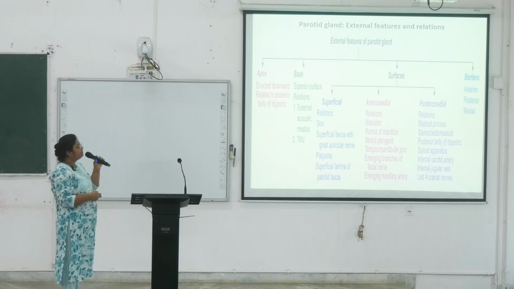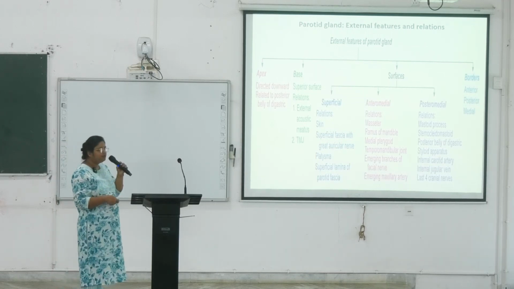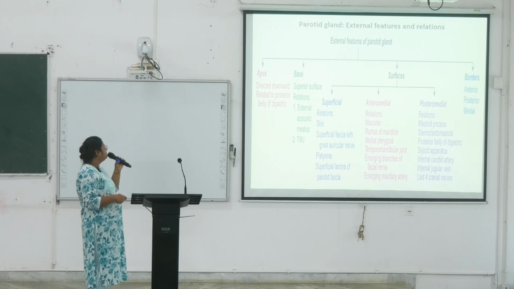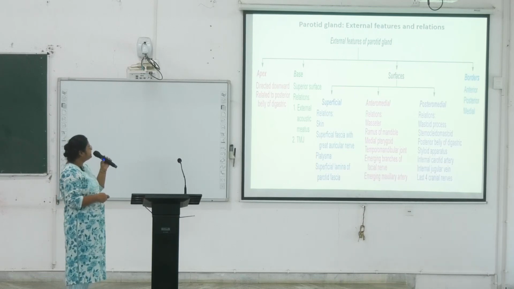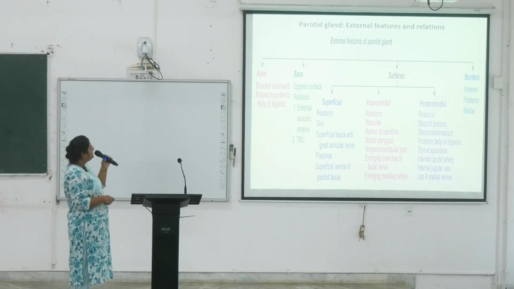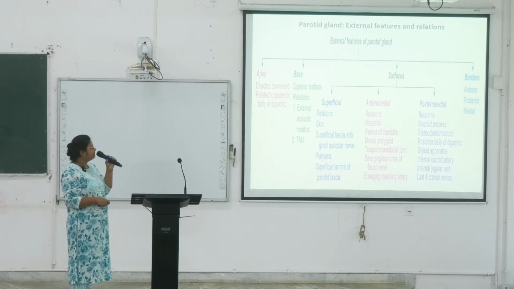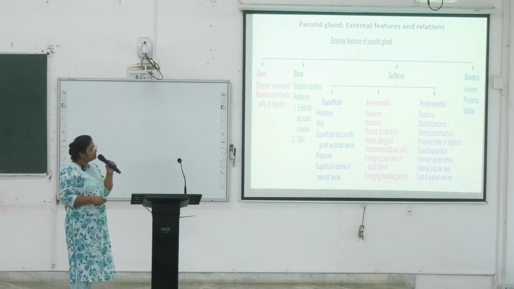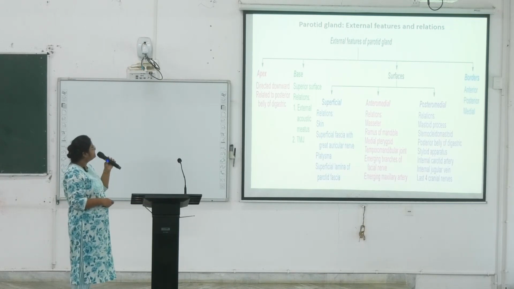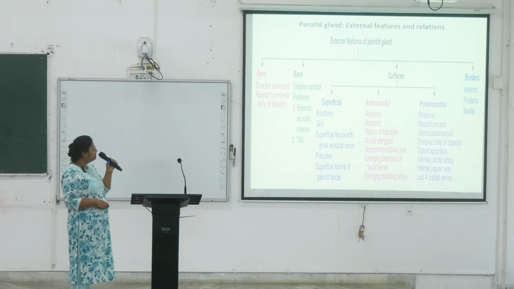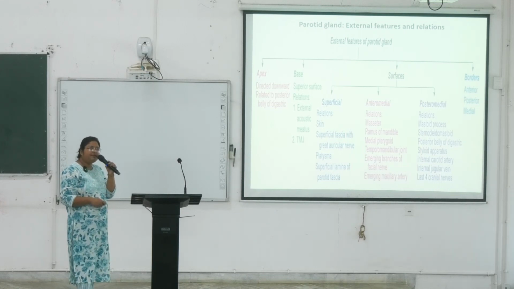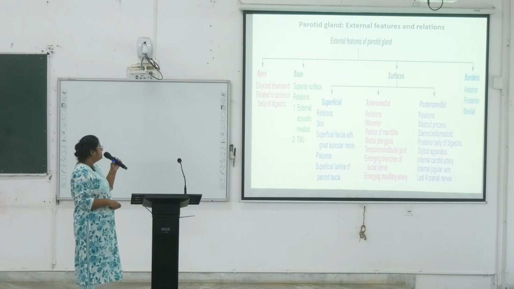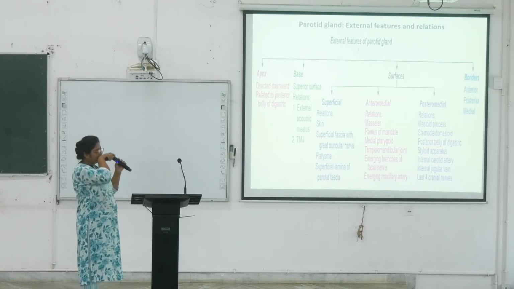So these are the presenting parts. For viscera, you have to know all this. The apex is directed downward, related to the posterior belly of digastric. The base is the superior surface. Its relations are the external acoustic meatus and temporomandibular joint. Then we go to the surfaces. Three surfaces. Superficial surface relations are skin, superficial fascia with the great auricular nerve, which is supplying the sensory supply of skin of the parotid area. Then platysma, superficial lamina of the parotid fascia.